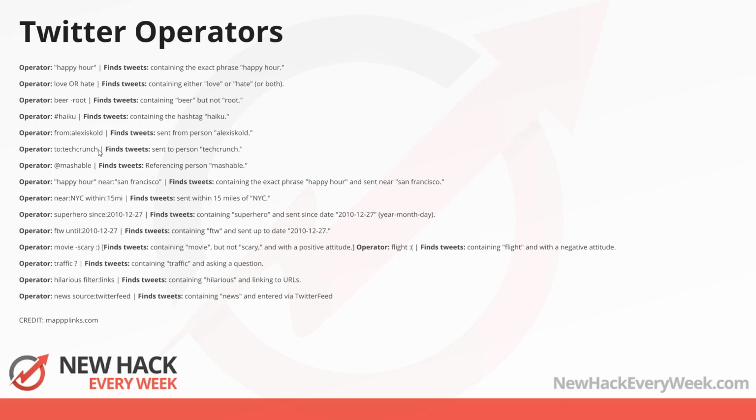What I think is really powerful, and this is what I've used before, is the to operator. So if somebody has tweeted something to TechCrunch, they're in my industry, if I'm a startup, for example. So look at the big players and then look at who's tweeting to them.